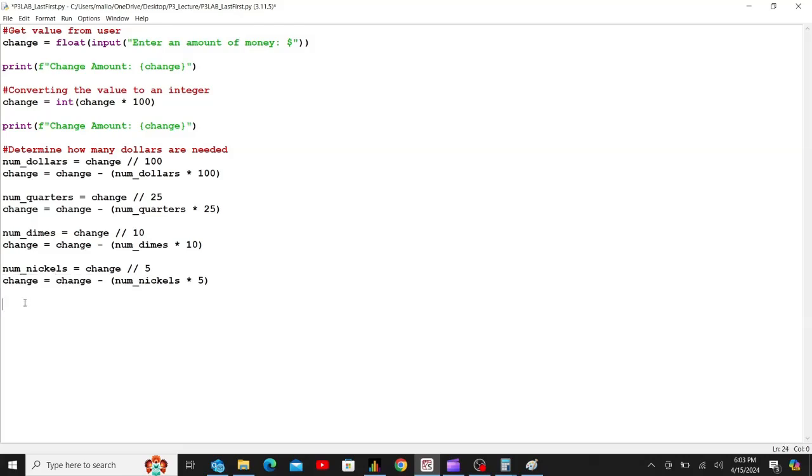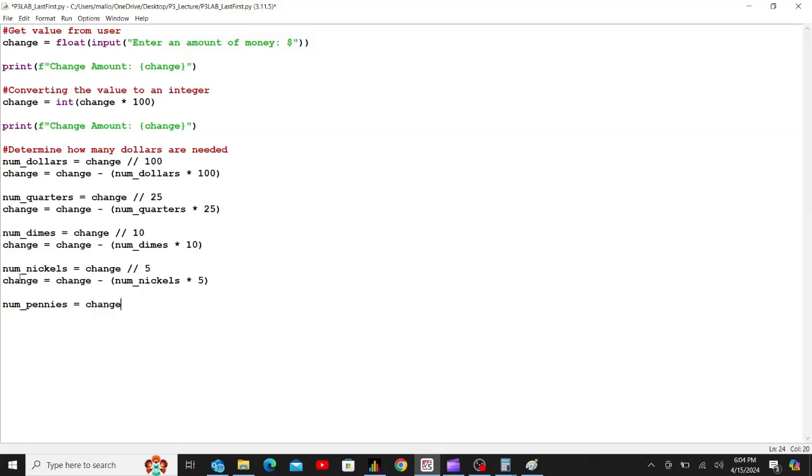All right. Last but not least, we got to take care of our pennies. Well, we don't actually need to do any lines of code that say num pennies equals change integer division 1. That's sort of overkill because we would just be dividing something by 1. And if you divide something by 1, it's still whatever that number was, right? Like if I take 4 and divide it by 1, it's still 4. So we don't need to actually do any kind of division. But we do need to create a variable called num pennies. And to that, we are going to assign whatever our change value is.